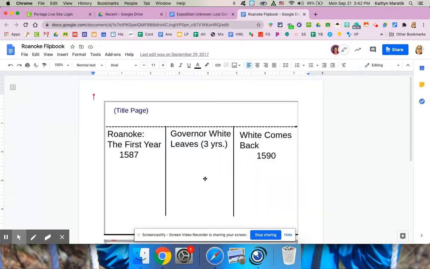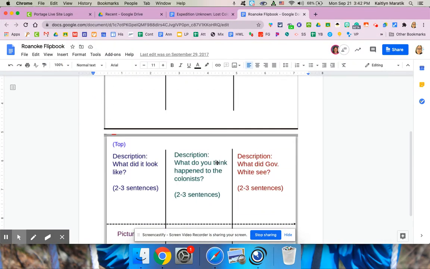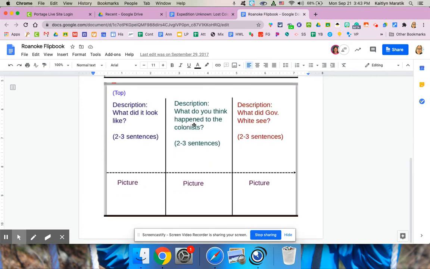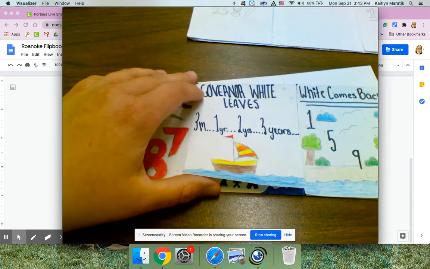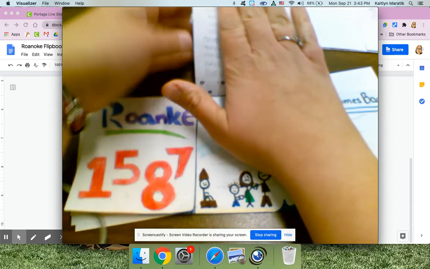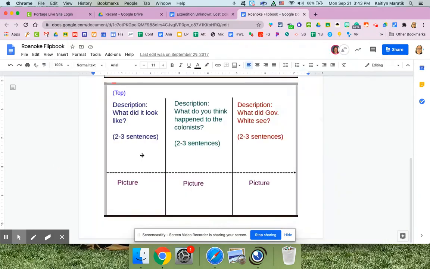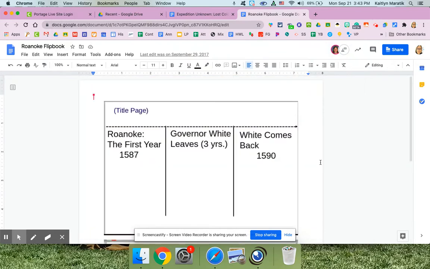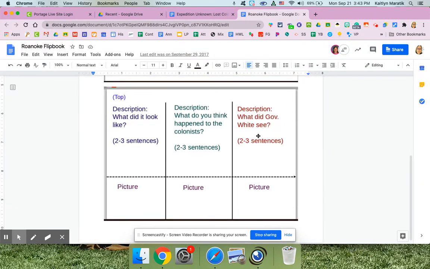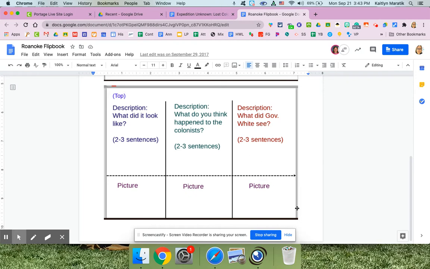So then the middle flap, that's the one that says Governor White leaves for 3 years. So description, what do you think happened to the colonists? And then a picture. So there it is. This is what this person thought happened to the colonists and a picture. And then the last one was Governor White comes back 1590. So what did Governor White see? 2 to 3 sentences and then a picture. So they've got what did Governor White see in a picture.